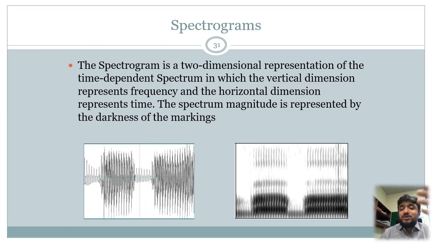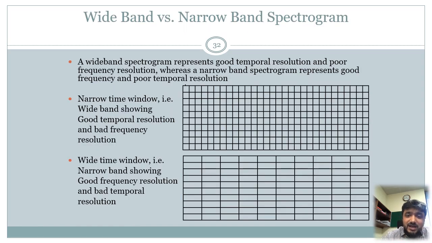All right, so spectrogram हम already जानते हैं is a two-dimensional representation of the time-dependent spectrum in which the vertical dimension represents frequency and the horizontal dimension represents time and the darkness represents the magnitude of that particular frequency. ठीक है, ये time domain plot है और साथ ही आपके पास time frequency domain spectrogram है. ये आपकी वाइड और नैरो बैंड की डिफरेंशिएशन यहाँ पे आ गई. So wide band spectrogram represents good temporal resolution.